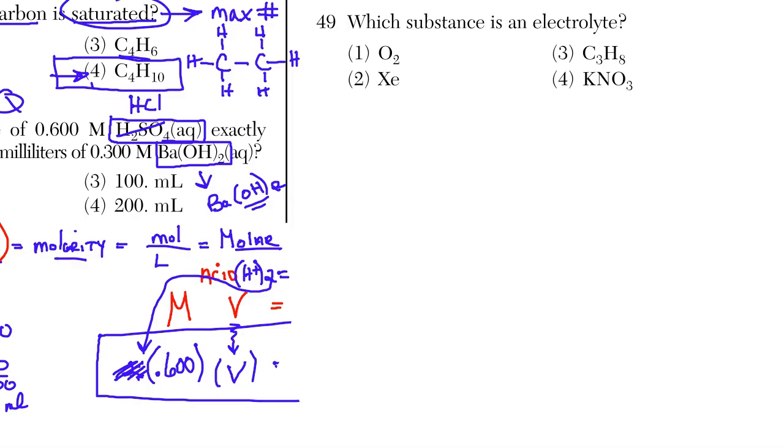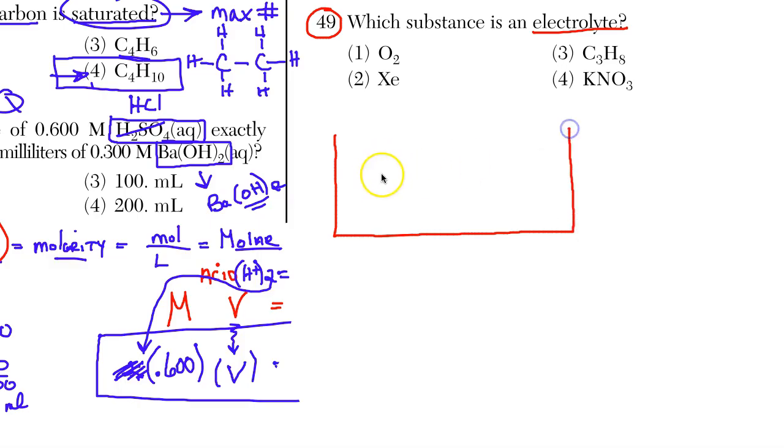So number 49, which substance is an electrolyte? Electrolytes are compounds that break apart into ions in solution. And this is important. So let's say I have a solution that has positive and negative ions. Here are my positives, equally interspersed with my negatives, and guess what? They interact very well with the water, because water is polar. It's got positive and negative areas.